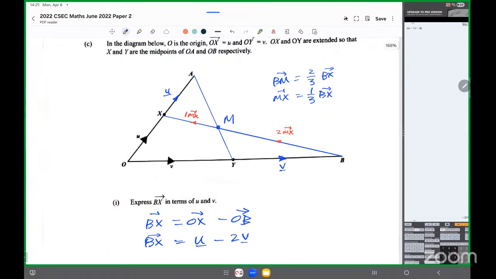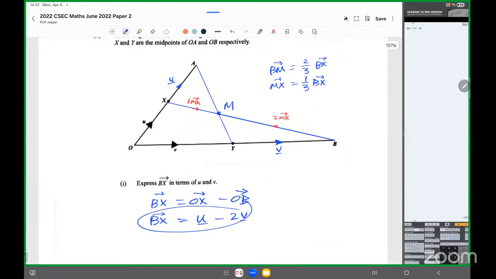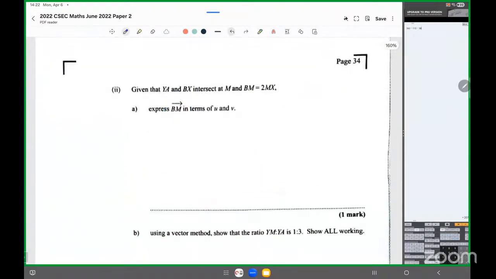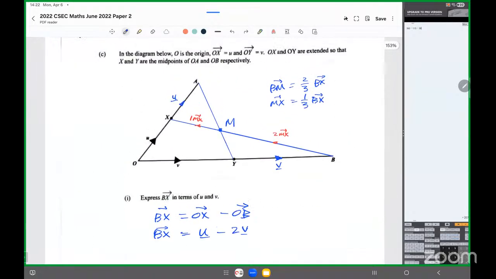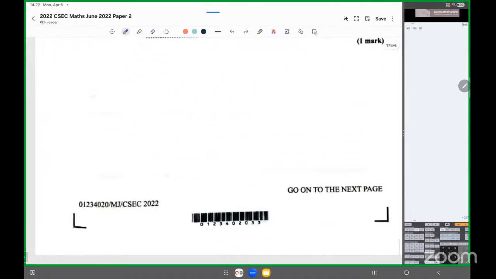Remember, if you know a vector, like you know the road, this is the road B to X, you can work with any part of it as you want. You can travel along that road, the whole road or a part of the road. Treat the vector like a road. So we have 1/3 of BX and 2/3 of BX that we can use. Now I must find BM. Looking at the diagram, B to M is 2/3 of BX.